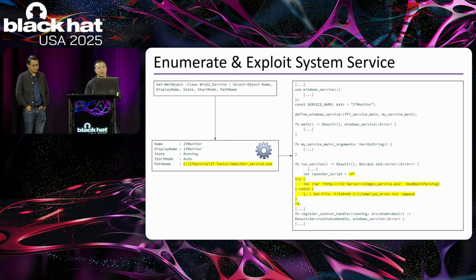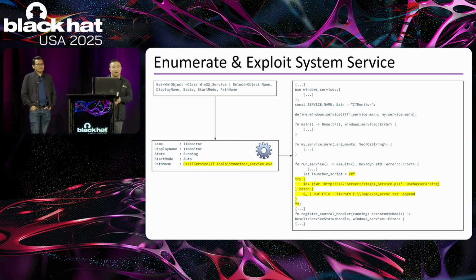So in this particular case, the IT Monitor service is supposed to run itmonitor_service.exe from the C:\IT service\IT tools directory. However, since the service path is unquoted, I exploited this misconfiguration by simply placing a file named it.exe inside the IT service directory, and Windows will just run my it.exe file when the service starts instead of the intended itmonitor_service.exe file.